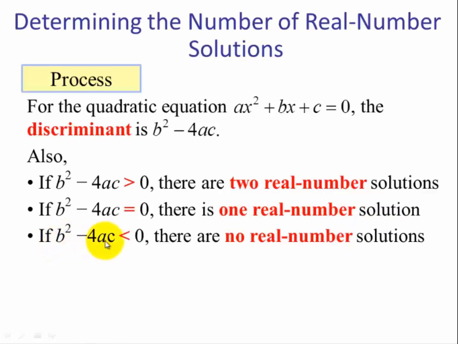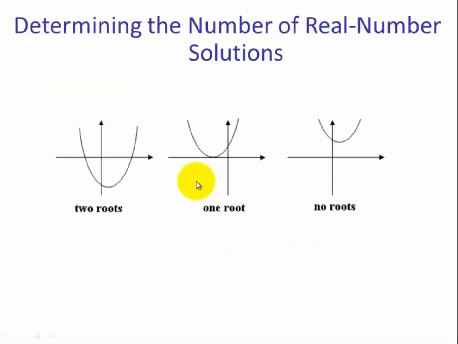And if b squared minus 4ac is less than 0, a negative number, we can't take the square root of a negative number and get a real number. So there are no real number solutions. Let's think about this idea graphically. If there are two real number solutions, there'll be two x-intercepts. And sometimes these are called roots of a function, which just means x-intercepts. When the discriminant is 0, we have one root, one x-intercept. If the discriminant is negative, we are trying to take the square root of a negative number, and there's no real solution, so there'll be no x-intercepts, no roots.